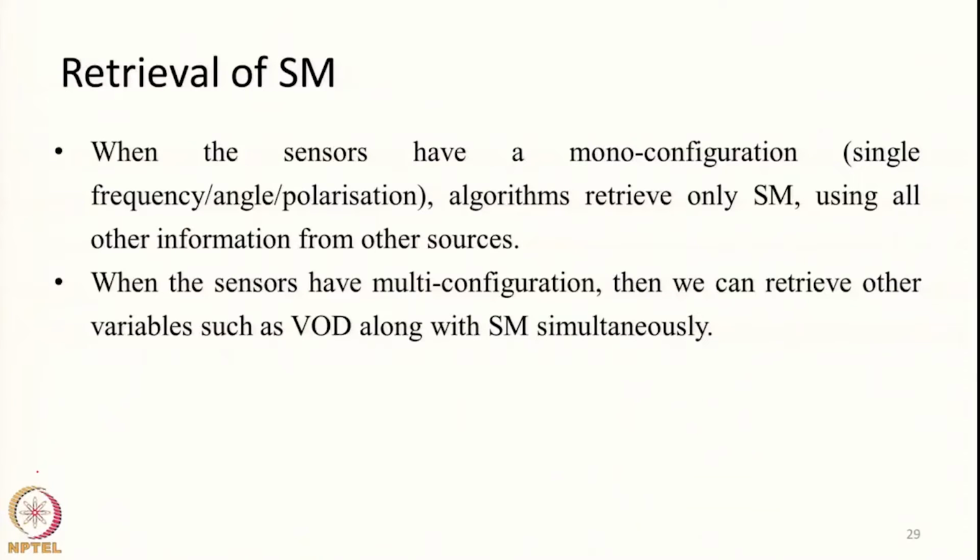So, again we need to account for vegetation parameters as well as surface roughness parameters. Again, there are different classes of algorithms, based on the sensor characteristics. If a sensor has a mono configuration, meaning a single incidence angle, single frequency, or a fixed polarization, everything fixed without any change, then the algorithms developed to retrieve soil moisture have to depend upon other ancillary data sets in order to estimate vegetation and surface roughness properties.